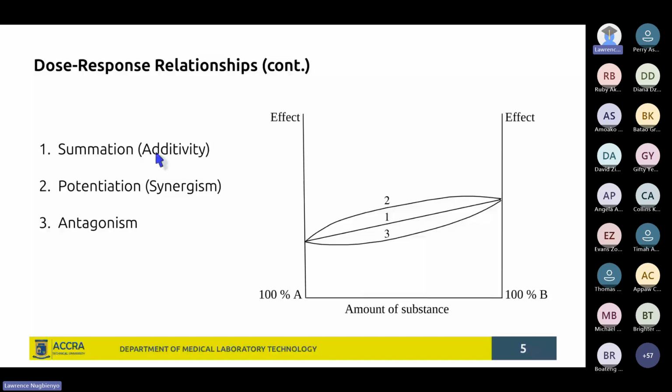So you do have that, which is different from summation or additivity. Summation or additivity means that both substance A and substance B are having therapeutic effect. And when you put the two of them together, there is a combination of their therapeutic effects.